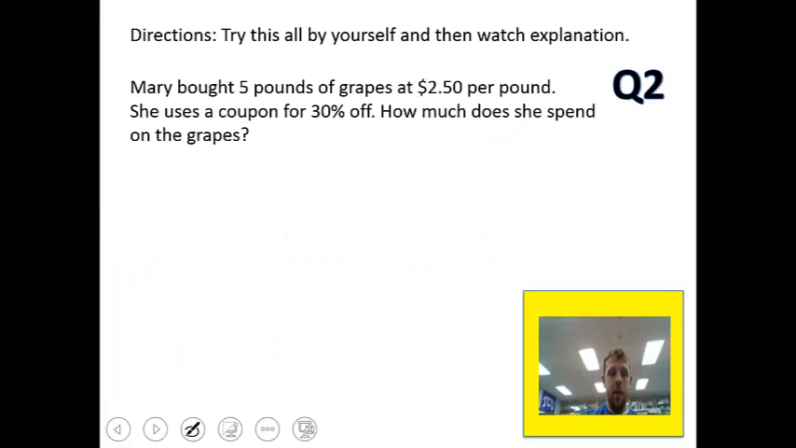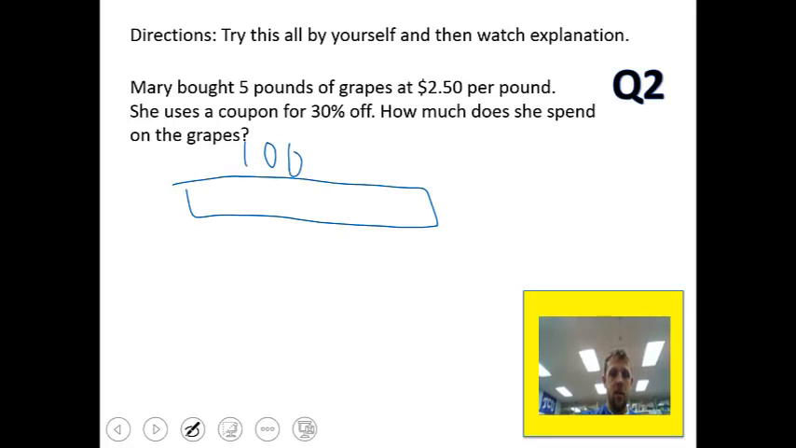All right, you try the second one. All right, so Mary bought 5 pounds of grapes at $2.50, and she uses a coupon. So let's figure out our 100%. I know my 100% is going to be found by multiplying 5 times 2.50. So in my calculator, I'm putting 250 times 5, and I get 1250. So that's my 100%. She uses a coupon for 30% off.